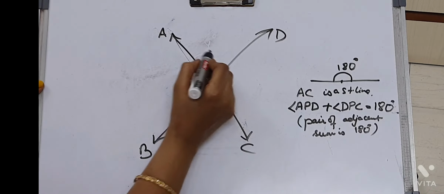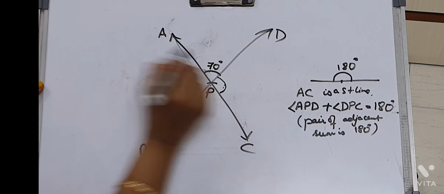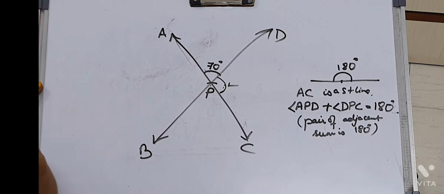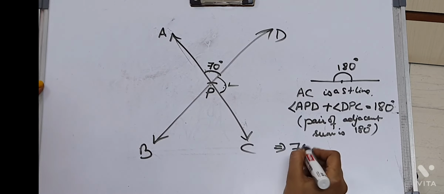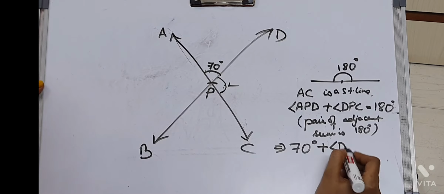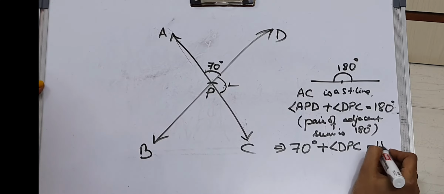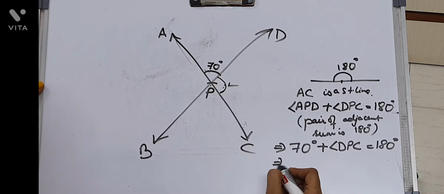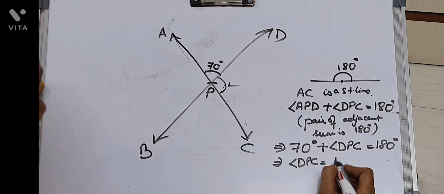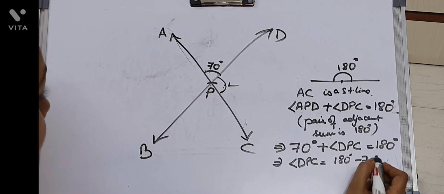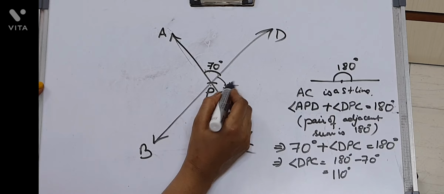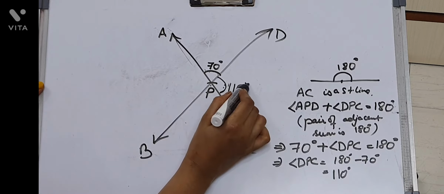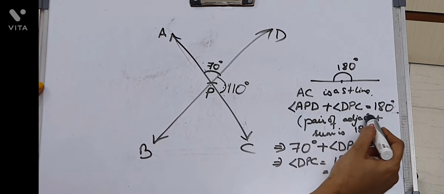So suppose this is 70 degrees, and we have to find this. How are we going to find it? When APD is 70 degrees, we have to find angle DPC, which is equal to 180 degrees. Now we will take the 70 degrees to the right side. DPC is 180 degrees minus 70 degrees, that comes to 110 degrees. So DPC will be 110 degrees. When we add these two, their sum is 180 degrees.